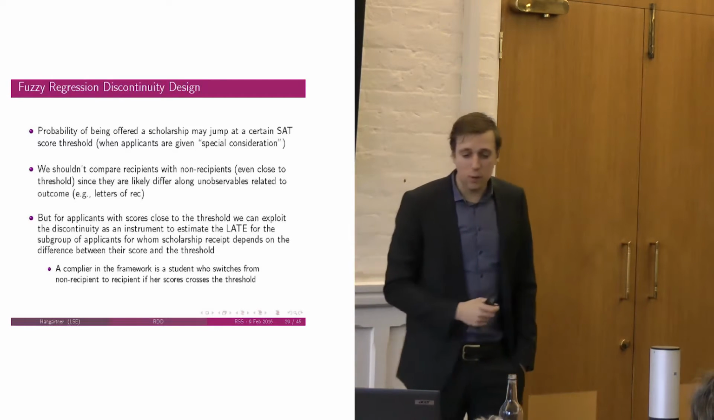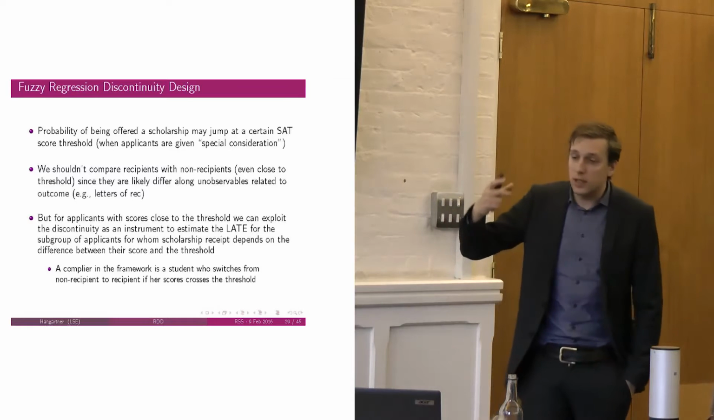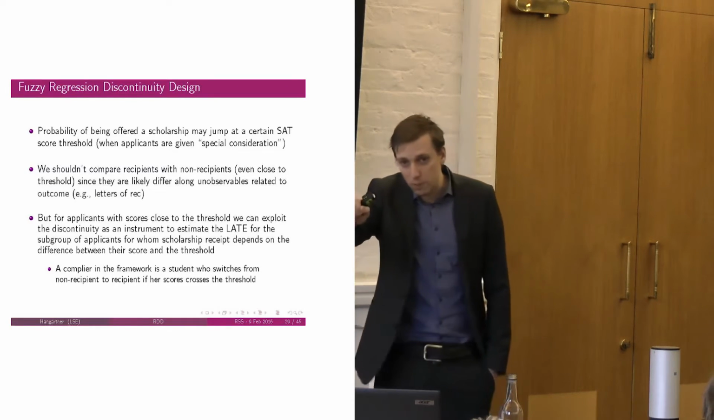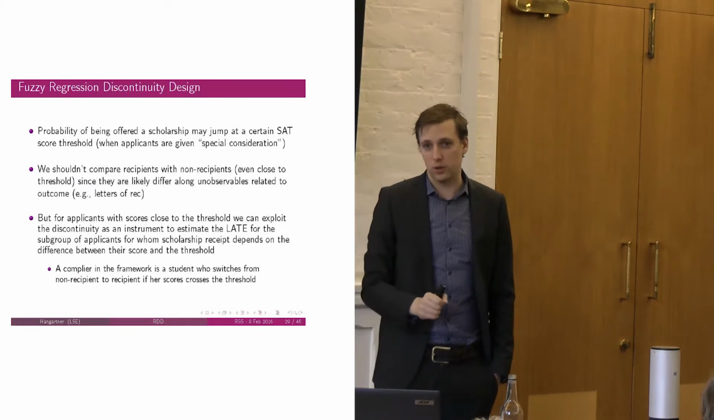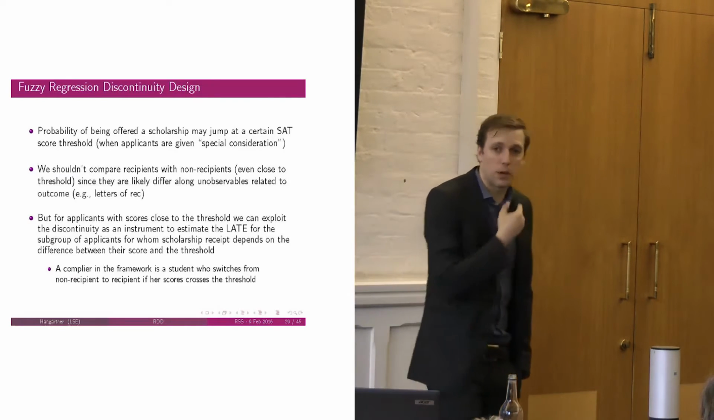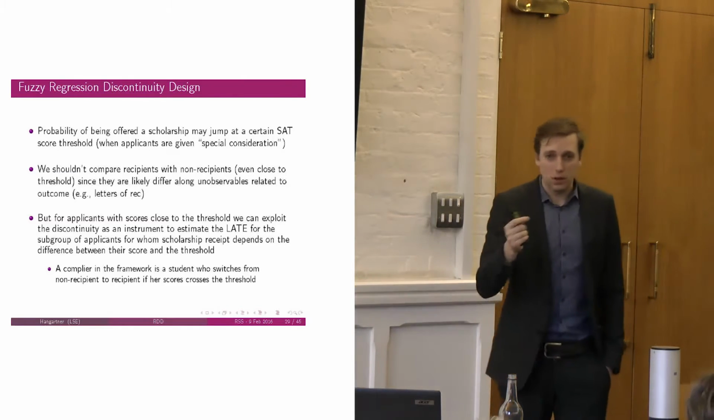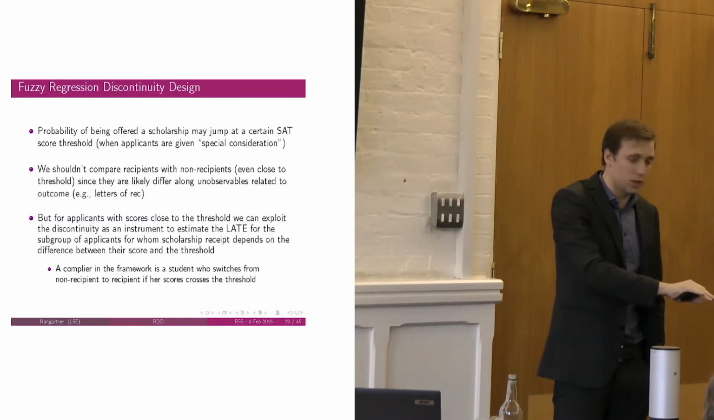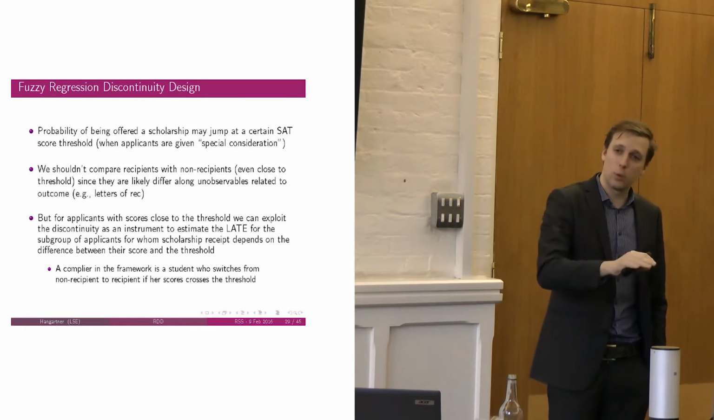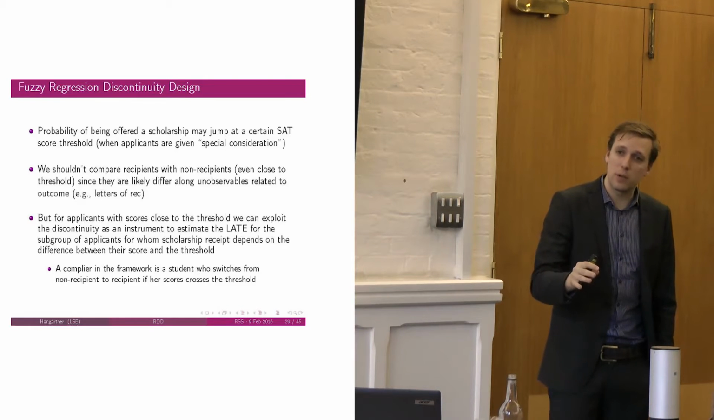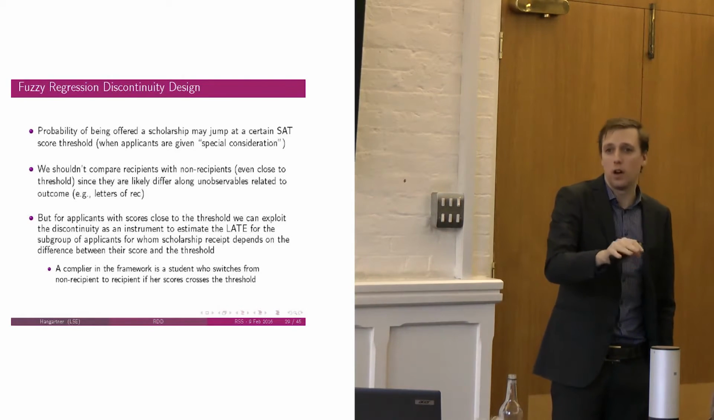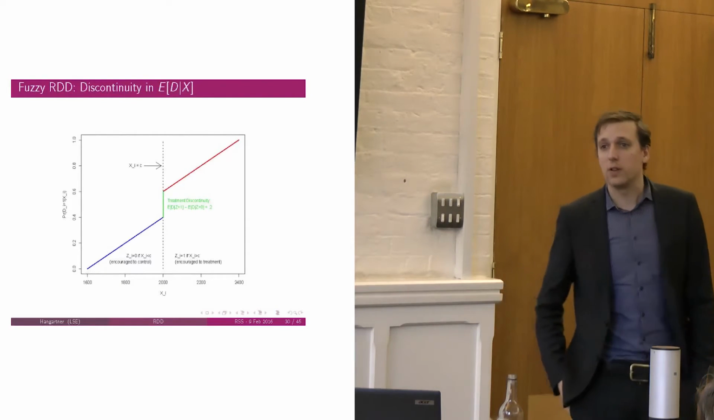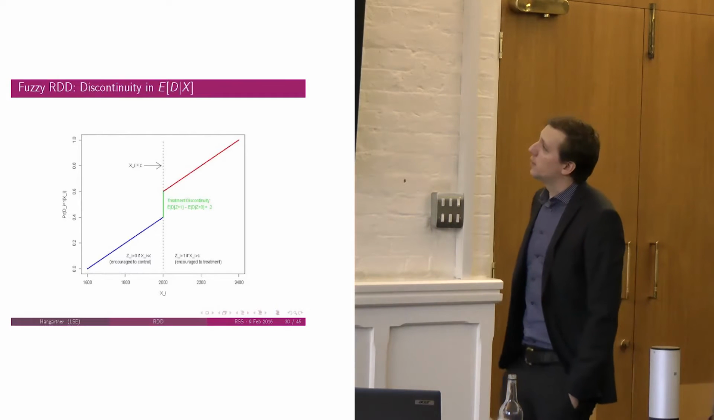But what you want to do is focus on the compliers. A complier in this framework is a student who switches from non-recipient to recipient of the scholarship when crossing the threshold, right? That's a complier in this context. But you don't want to focus on people who get the scholarship anyway, independent of whether they are just below or just above. These are the always-takers, or the never-takers, who would be the people who wouldn't get the scholarship even if above the threshold. Right?